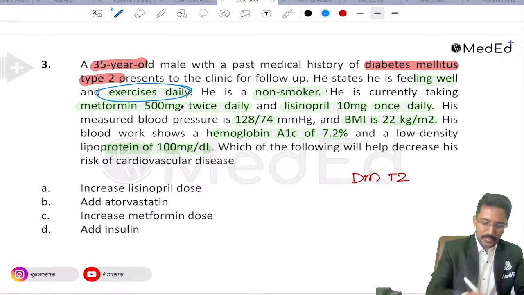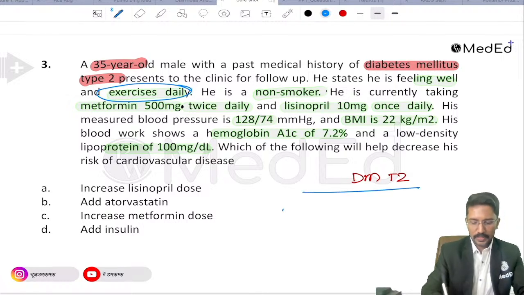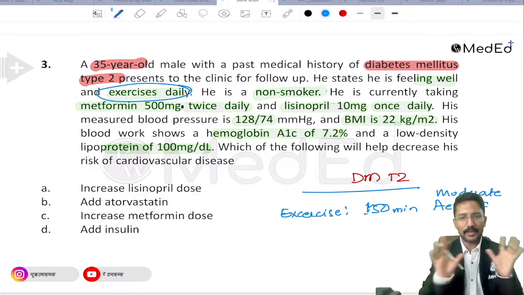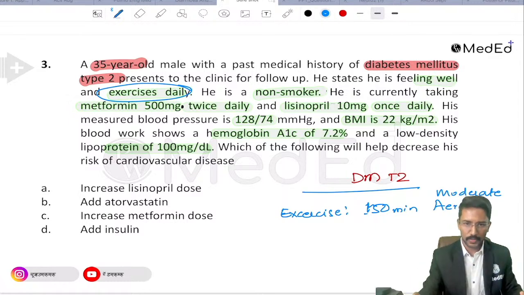The easy one is exercise goals. What is the recommendation for exercise in a type 2 diabetes mellitus patient? Right, a minimum of 150 minutes of moderate aerobic activity, right? That means like 30 minutes for 5 days a week. That would be adequate to say that he is exercising properly. So exercise goal, though they have not mentioned details, I will assume that he is doing it.